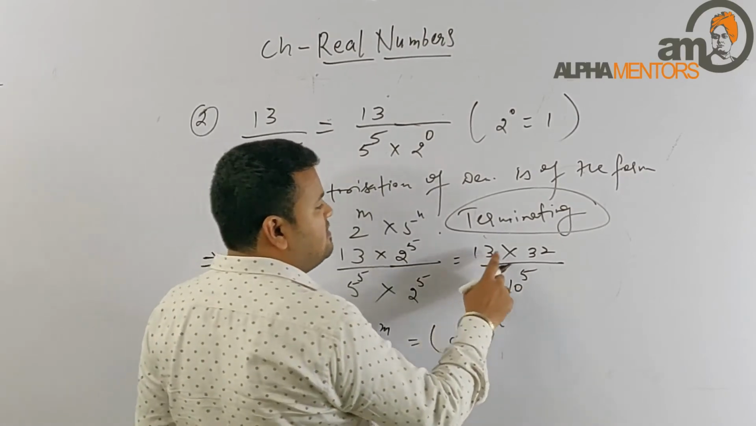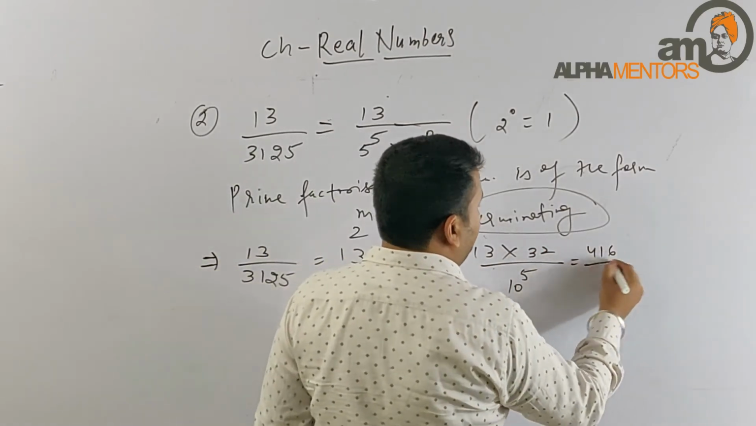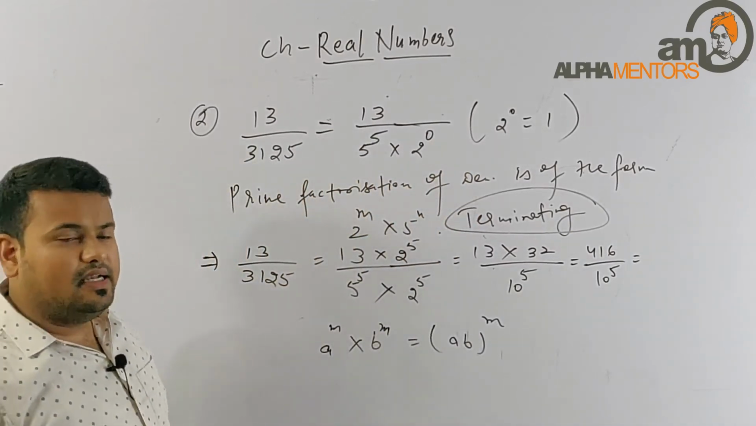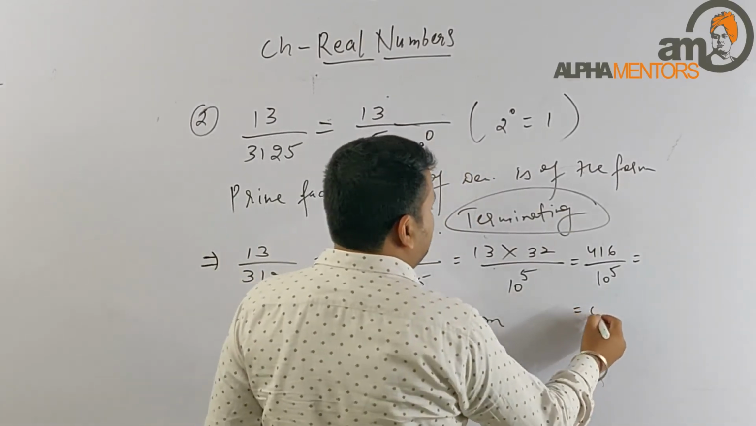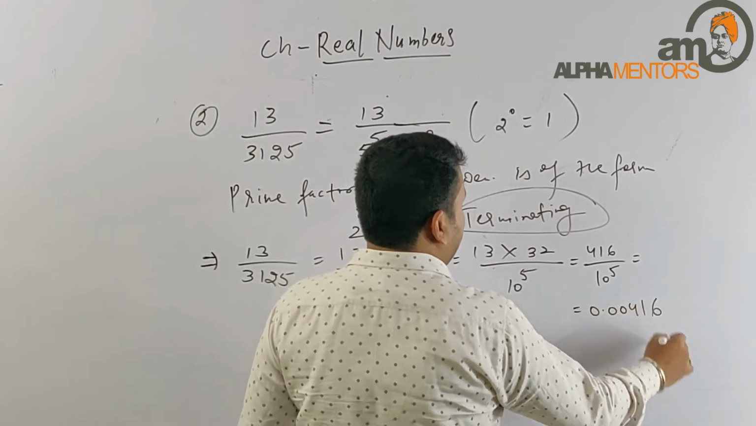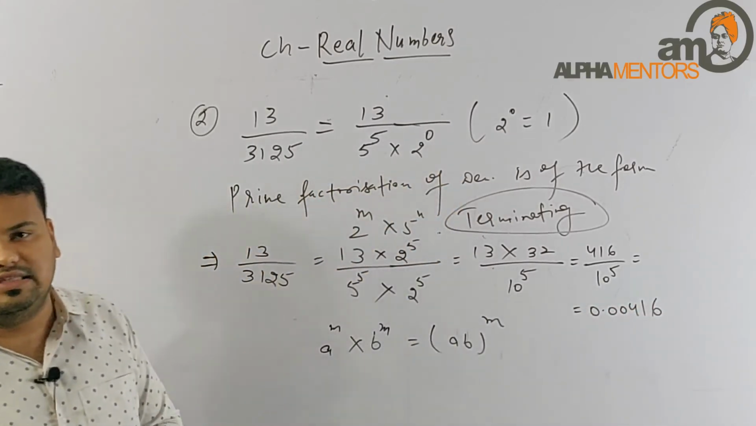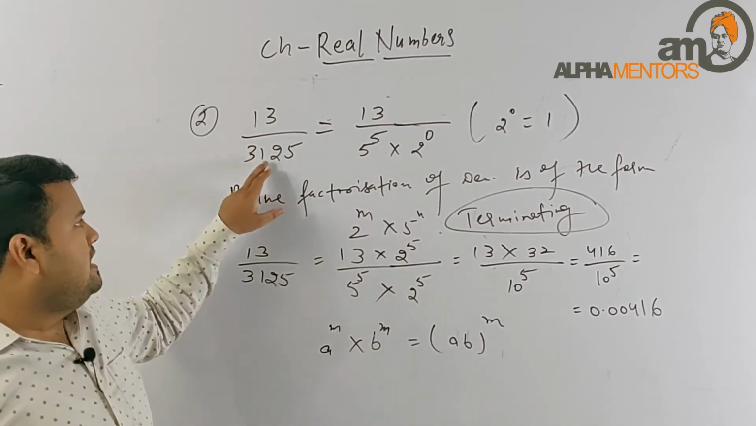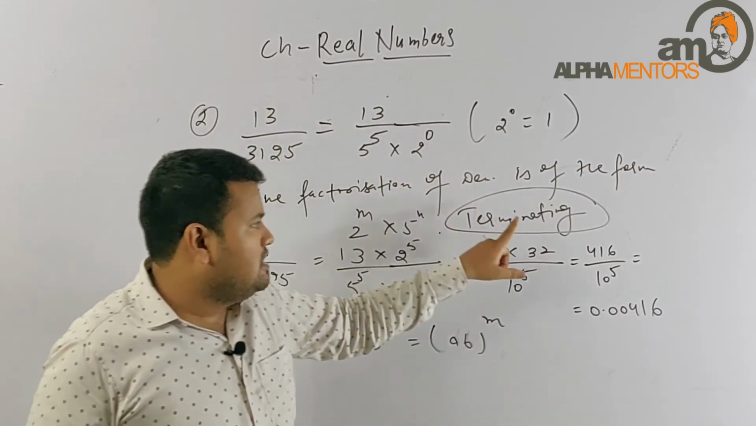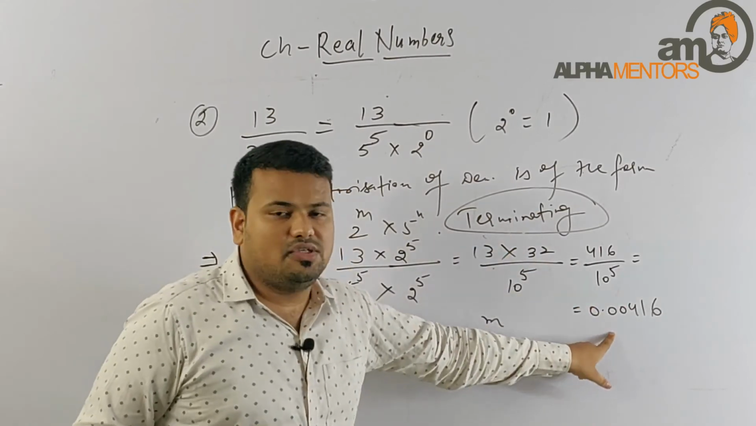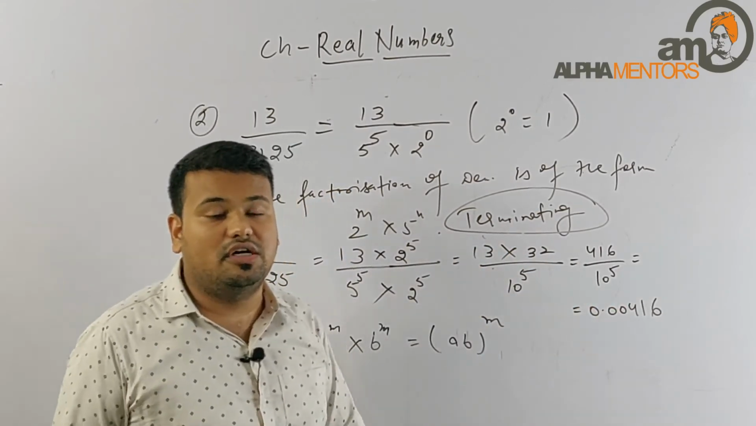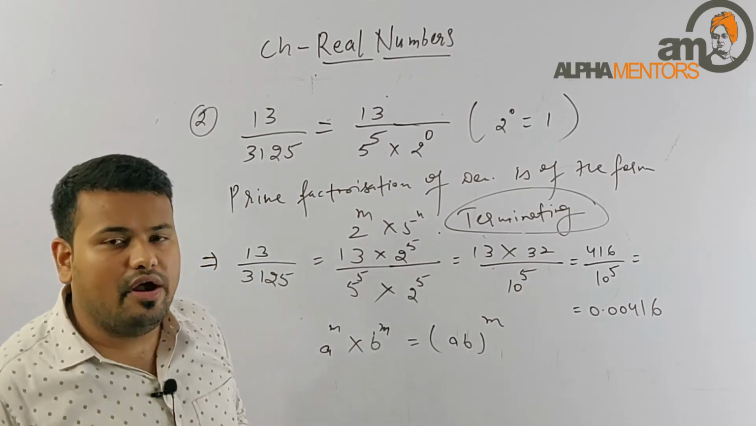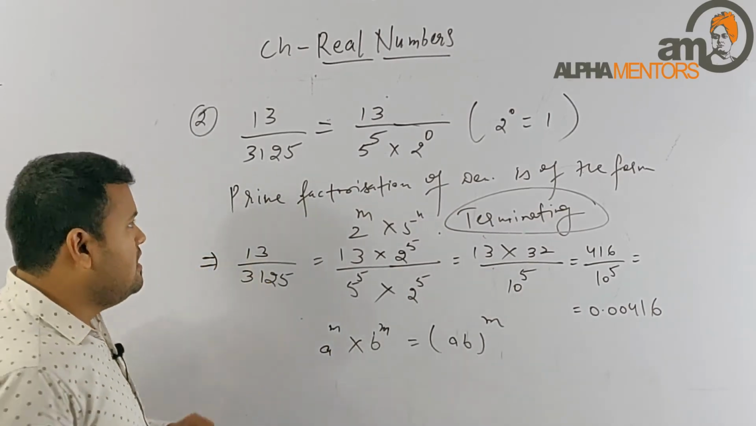Let's multiply. 13 into 32 is 416 upon 10 to the power 5. So now tell me, 10 to the power 5 is there, so what will be the answer? 0.00416. Is it clear? So this is the procedure, if a rational has a terminating expansion, to find out the decimal expansion without performing the division. Getting my point?